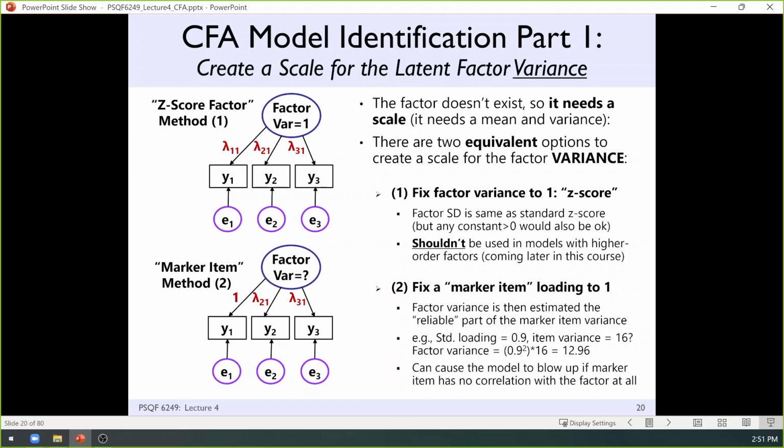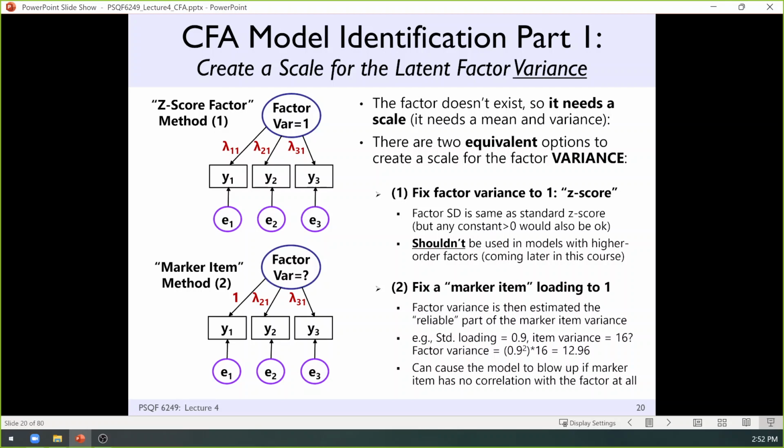So the first step, give it a variance. You have 2 choices on this. One is to just say, well, the variance is this number, the end. And the most common version of that strategy is to say the variance is 1, so that essentially the factor looks like a z-score. Standard deviation is 1, variance is 1. Benefits to doing it this way is interpretability.